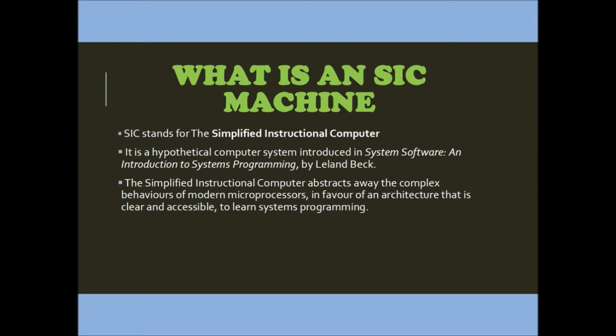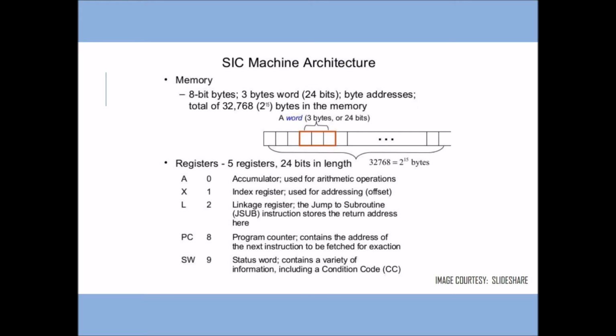Before going into the implementation details, we should know what an SIC machine is. An SIC machine is a hypothetical machine which has a simple machine architecture that is clear to learn system programming. In SIC machine architecture, memory consists of words of 3 bytes, where 1 byte is equal to 8 bits. There are 5 registers and each of them is 24 bits in length, that is 3 bytes.